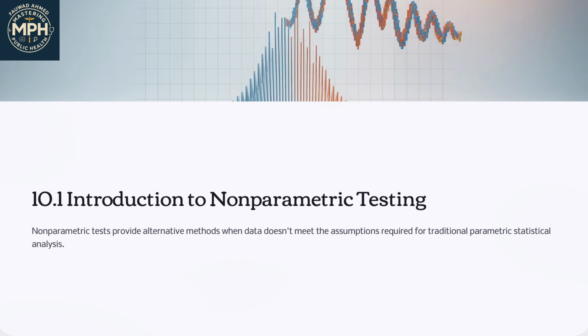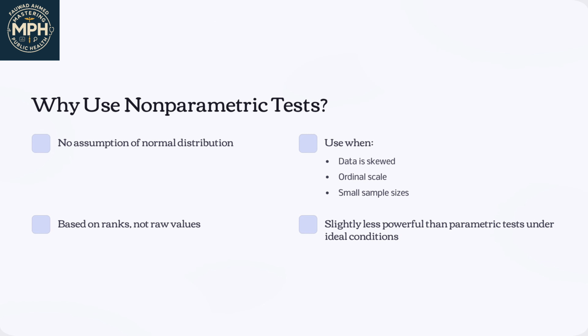First is Introduction to Nonparametric Testing. Nonparametric tests do not assume normality. They are often based on ranks rather than raw data values. They're ideal for ordinal data, skewed distributions, small sample sizes. These tests may be slightly less powerful than parametric methods when the assumptions of the parametric tests are met, but they offer robustness and flexibility when those assumptions are violated.